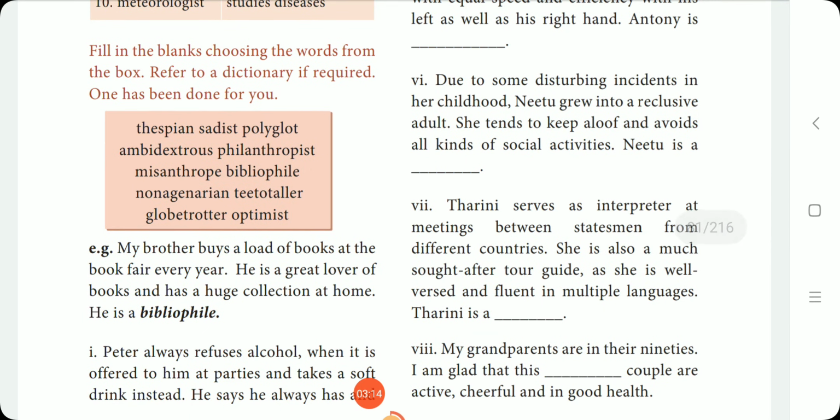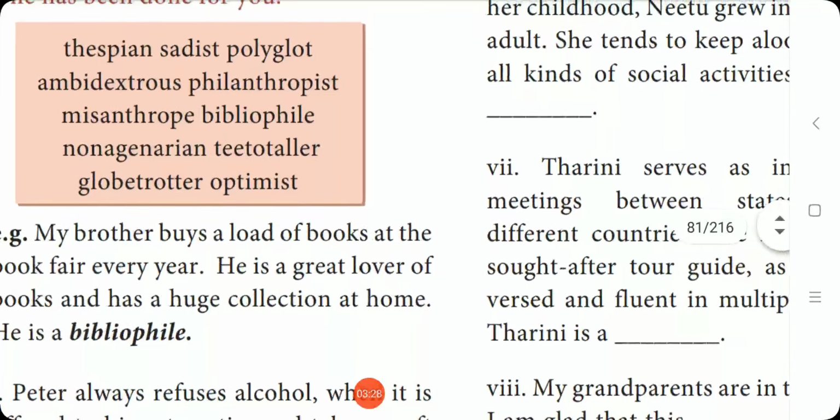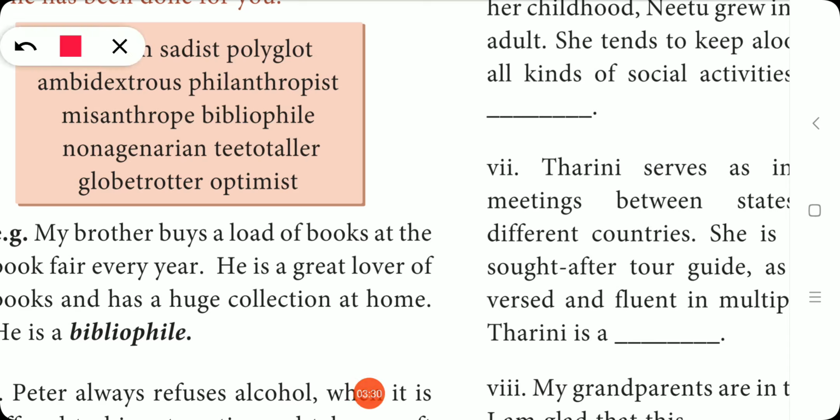Next one, fill in the blanks choosing the words from the box. Refer to your dictionary if required. One has been done for you. A box is given: thespian, they have not given a comma, so a comma will come. Thespian, sadist, polyglot, ambidextrous, philanthropist, misanthrope, bibliophile, nonagenarian, teetotaler, globetrotter and optimist.